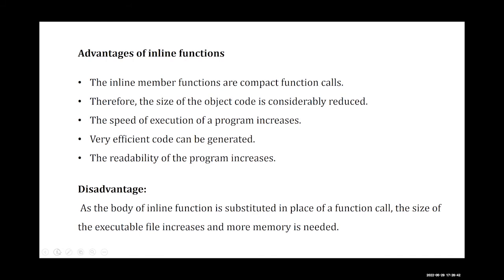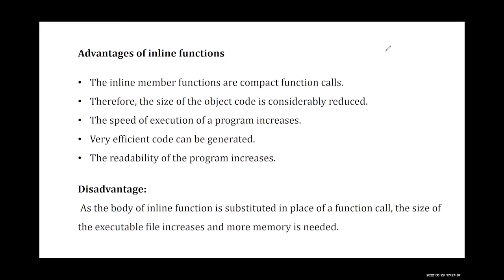As the body of the function is substituted in place of a function call, the size of the executable file increases and more memory is needed. Okay, there is a difference between the object code and the executable file. Understand this. The executable file is the one which the compiler is going to execute. Now what is happening here, since in every place it is going to replace.